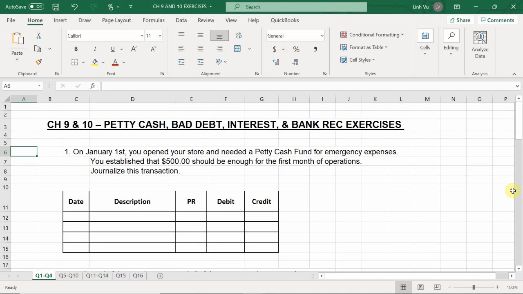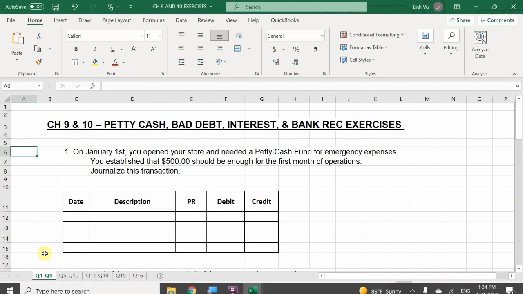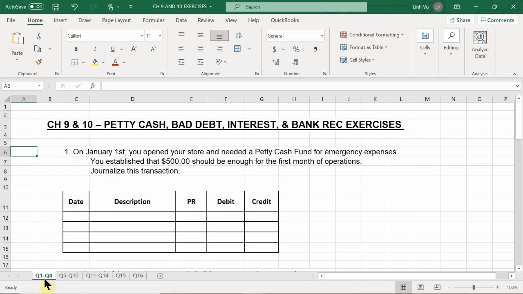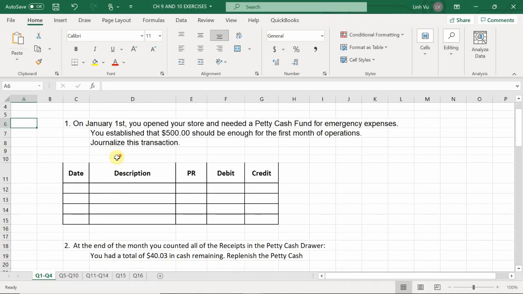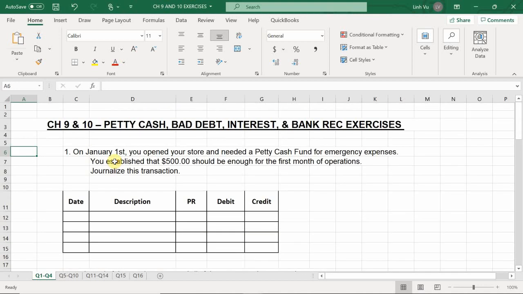Tomorrow we're going to go over the study guide. So this is just extra problems for you to just continue to review. So let's go ahead and get started with the chapter 9 review and 10 review. So first we're going to be dealing with petty cash because that was chapter 9.